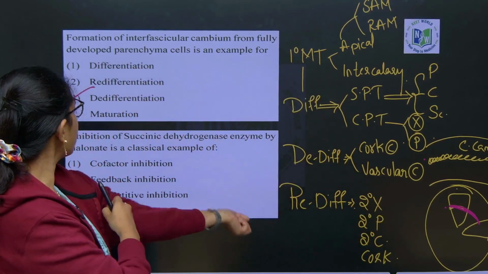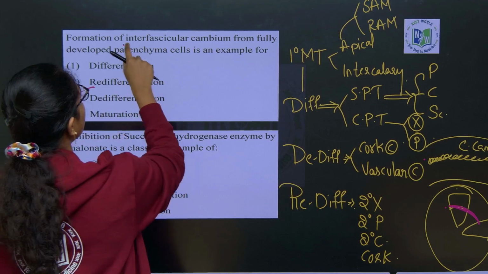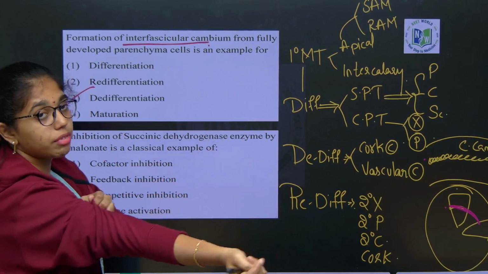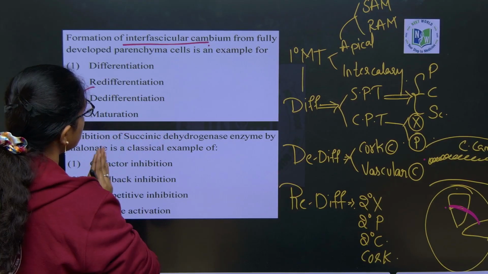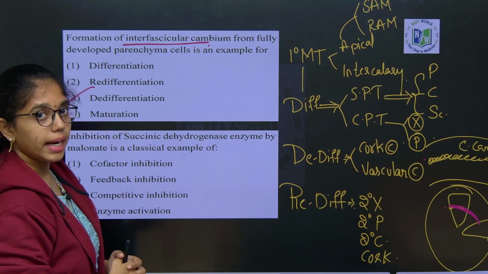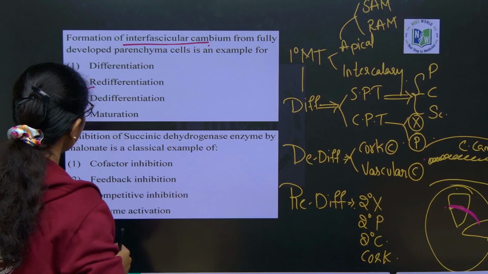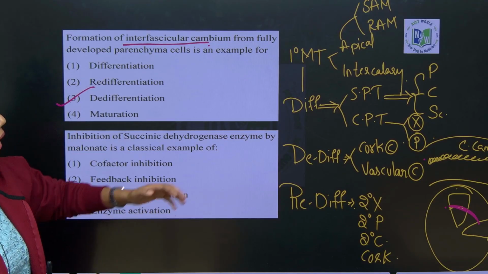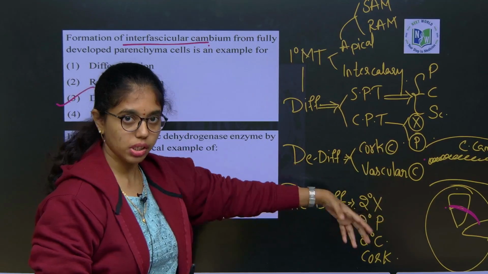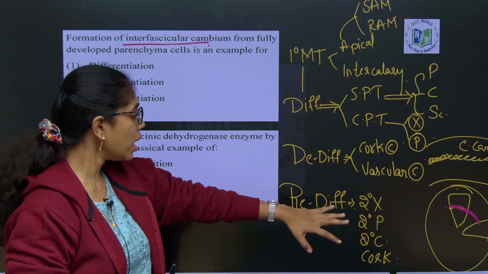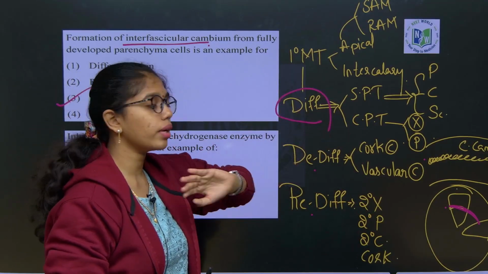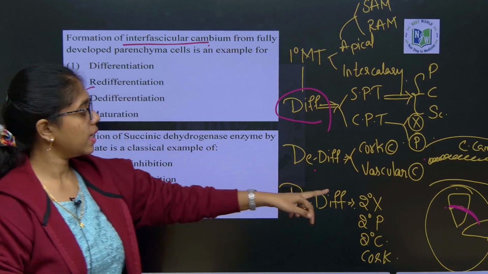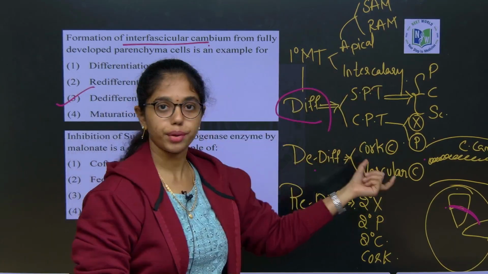So, do remember this. Here, the intervesicular cambium, which is a vascular cambium in between two vascular bundles, is formed as de-differentiated tissue. Any of the tissues whichever they are asking you in the exam, either redifferentiated, de-differentiated or differentiated, don't get confused at all. These are the tissues with respect to that, do remember.